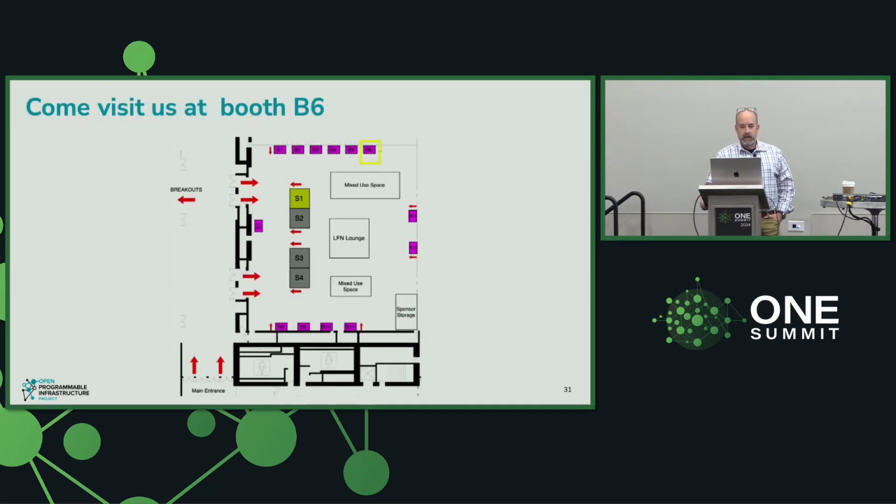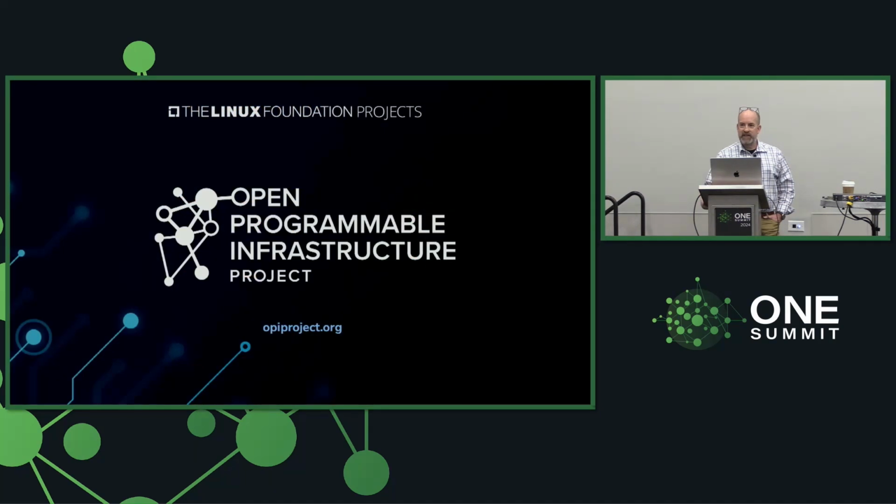And last, here's the great picture of the map. We are up here in the upper corner at booth B6. Come by and see us. We'll show you those demos. We'll talk to you about your ability to come and help OPI out as a project and what you'd like to do in that space. Thank you so much. And that's the presentation.